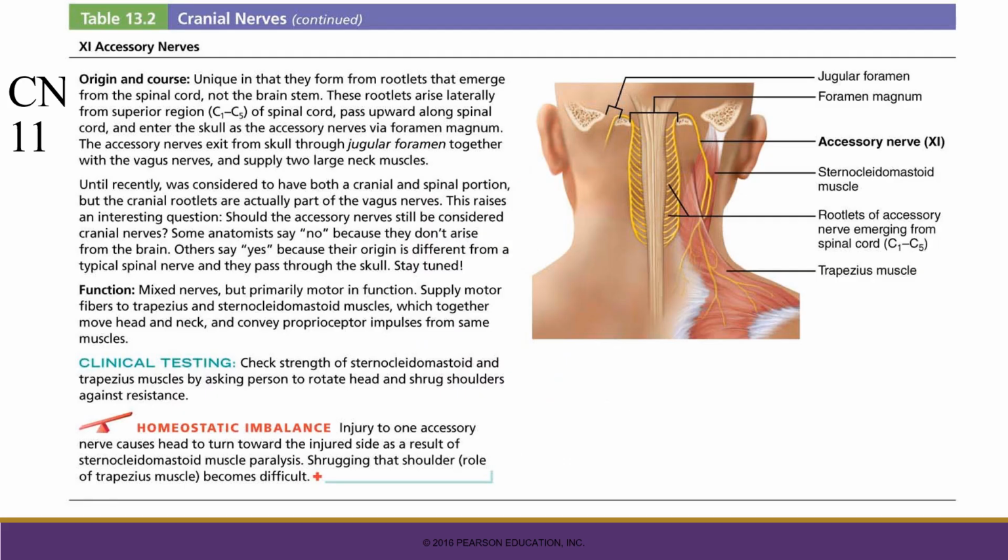Origin and course here for cranial nerve 11. Moving on to accessory nerve. Spinal accessory nerve is what you'll see it called sometimes. So it's unique. Look at the picture over there. So see all those yellow lines? It's coming from the bottom and then going up. Okay? So it's unique in that they form from rootlets that emerge from the spinal cord, not the brainstem. These rootlets arise laterally from the superior region, so C1 through C5 of the spinal cord.